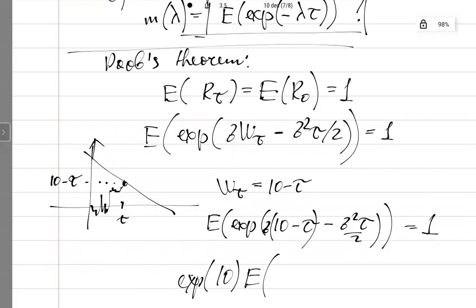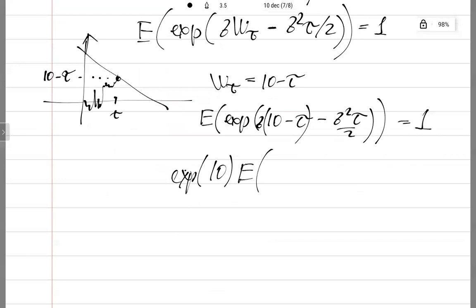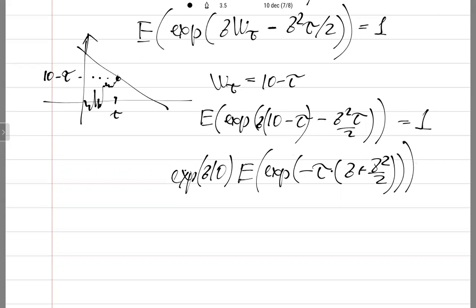Oops. Okay, now it is sigma, I forgot it there, and here I have the exponent of minus tau times sigma plus sigma squared over 2. One, two, three, and it's 1. Okay.